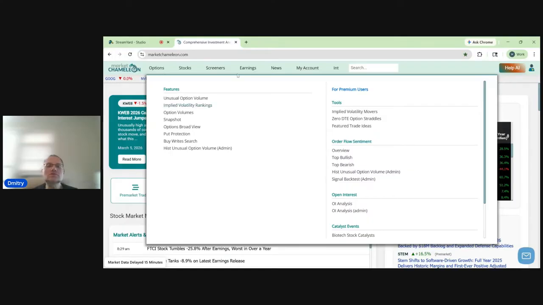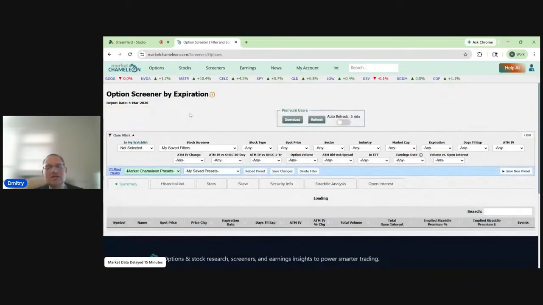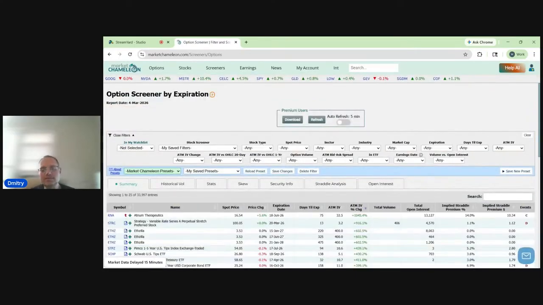Actually, well, hold on a second. I think it is under screeners. Under screeners, we're going to go options by expiration. Okay. So here, what we have is a screener, and this analyzes the options by the specific expiration. So it breaks it down by its expirations with related data.